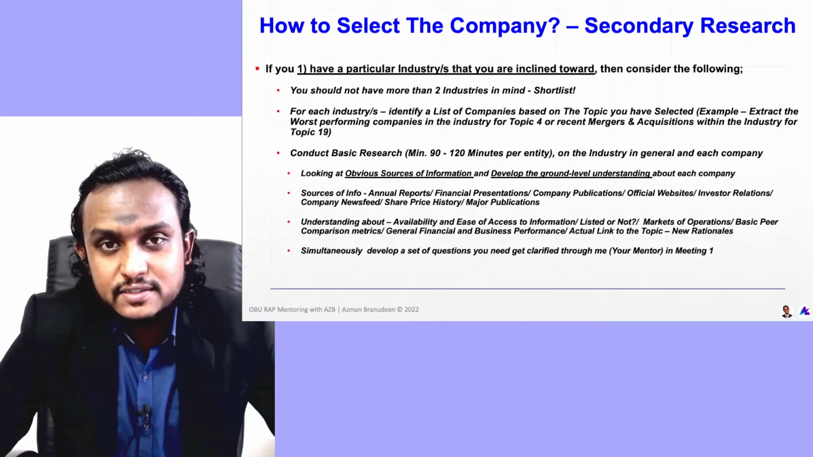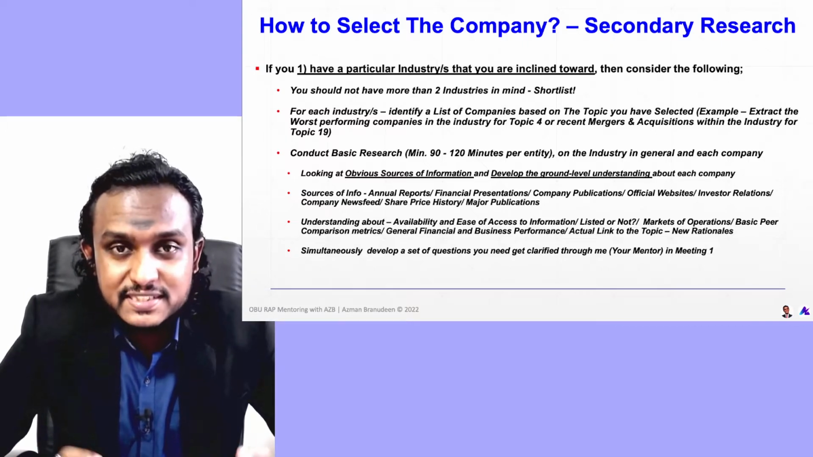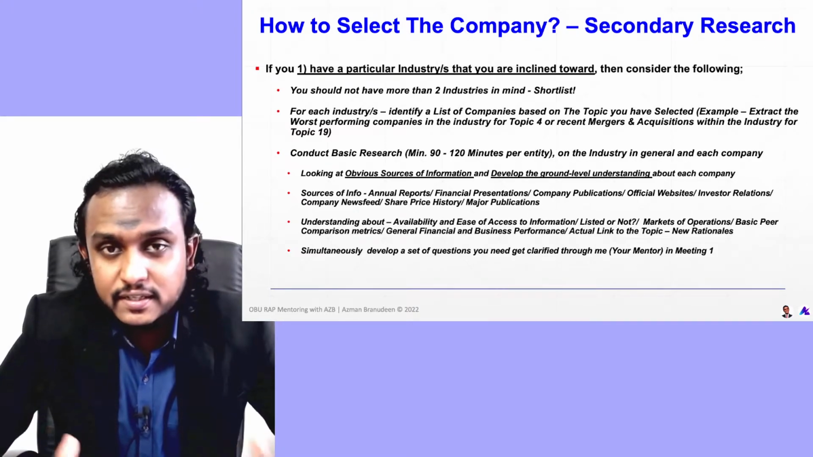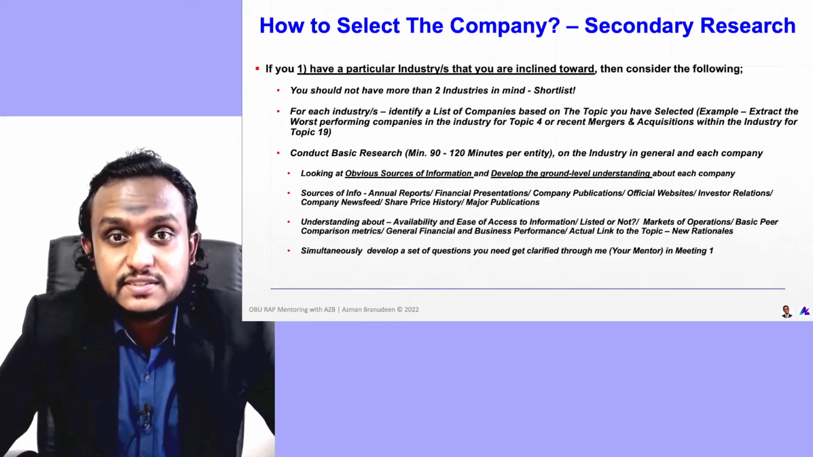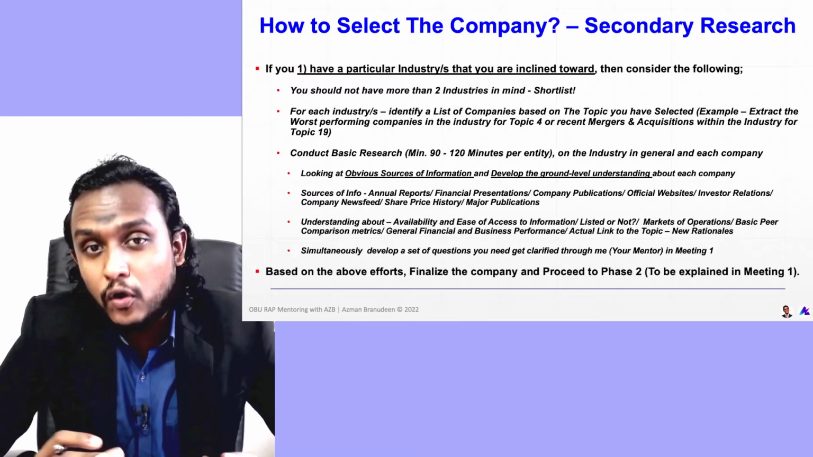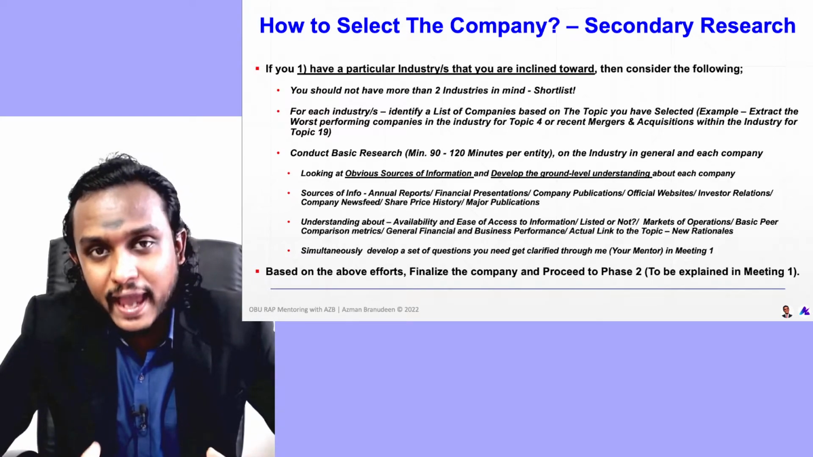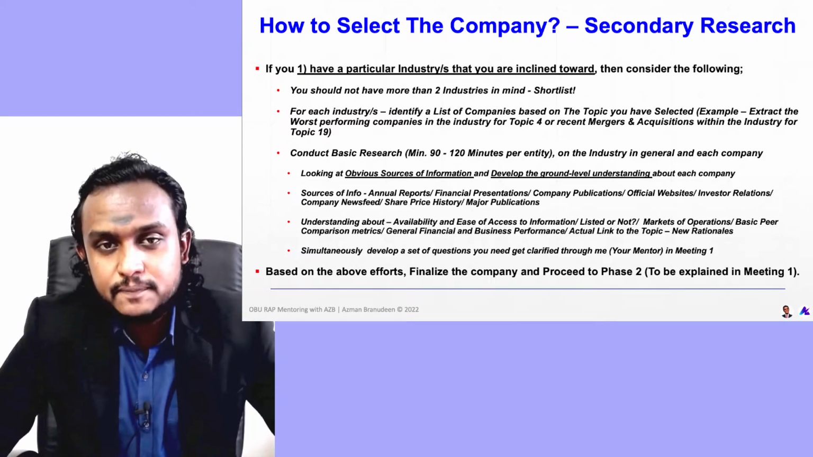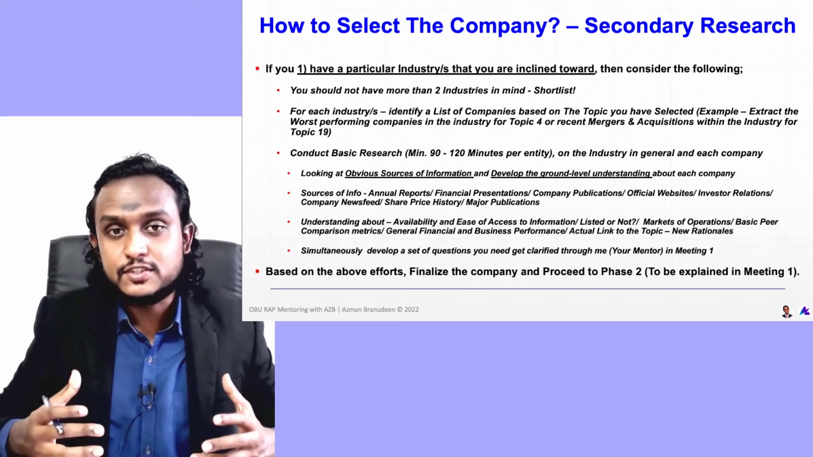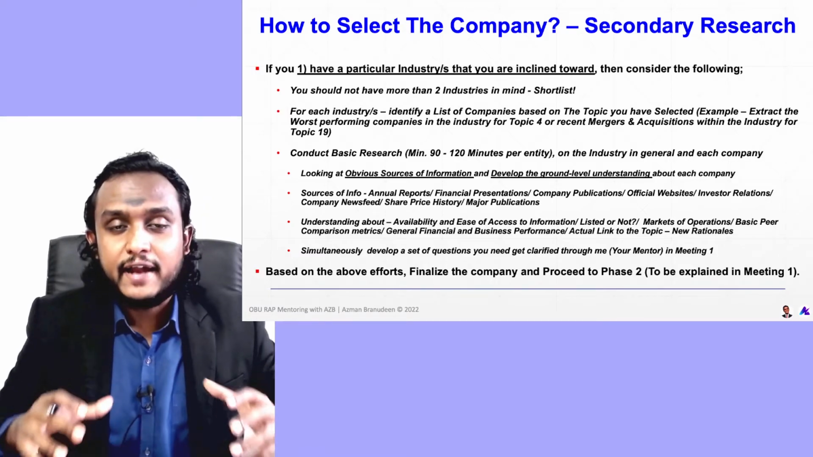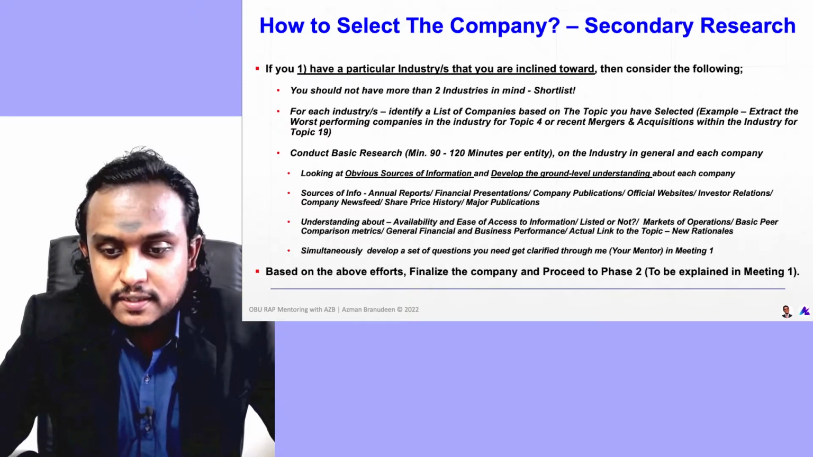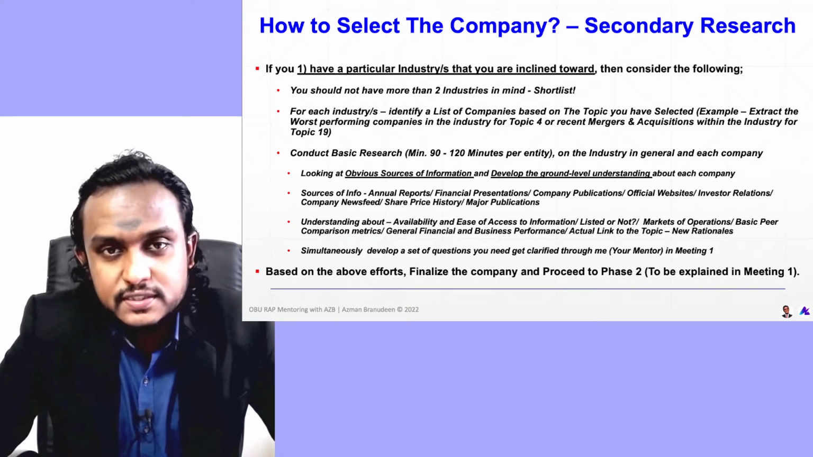Simultaneously, throughout this entire process, you can develop a set of questions and clarifications that you need to get sorted with your mentor or with me as far as this entire basic research process is concerned. Based on all of these efforts, if you can arrive at a conclusion alone, then all the better. Or you can bring the clarifications into main meeting 1, we discuss all of them, and finally you can finalize what company to proceed with before you move to the second phase.